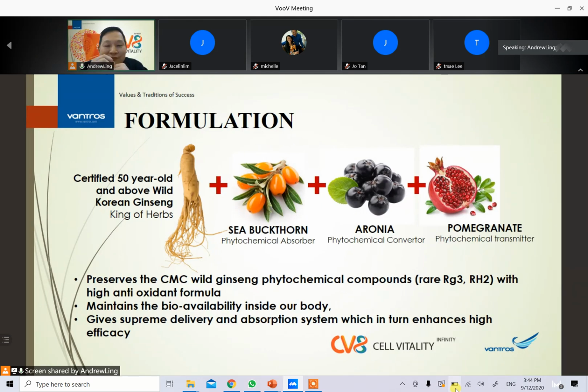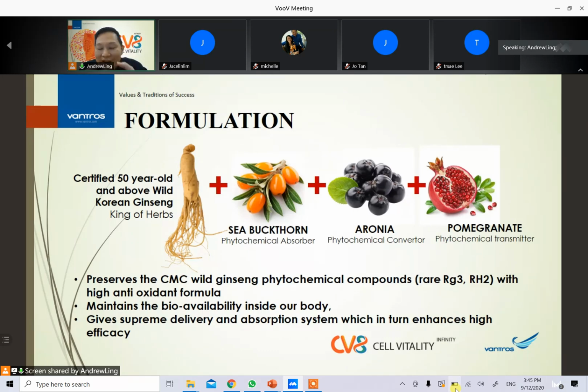The aronia itself, as I mentioned just now, contains the highest manganese content. What does manganese do? Manganese is an ingredient which can help convert a lot of your nutrition. It helps your body convert all these things, so that whatever nutrition is needed can be easily used or easily absorbed by your body. And of course, pomegranate also contains a high content of vitamin K.